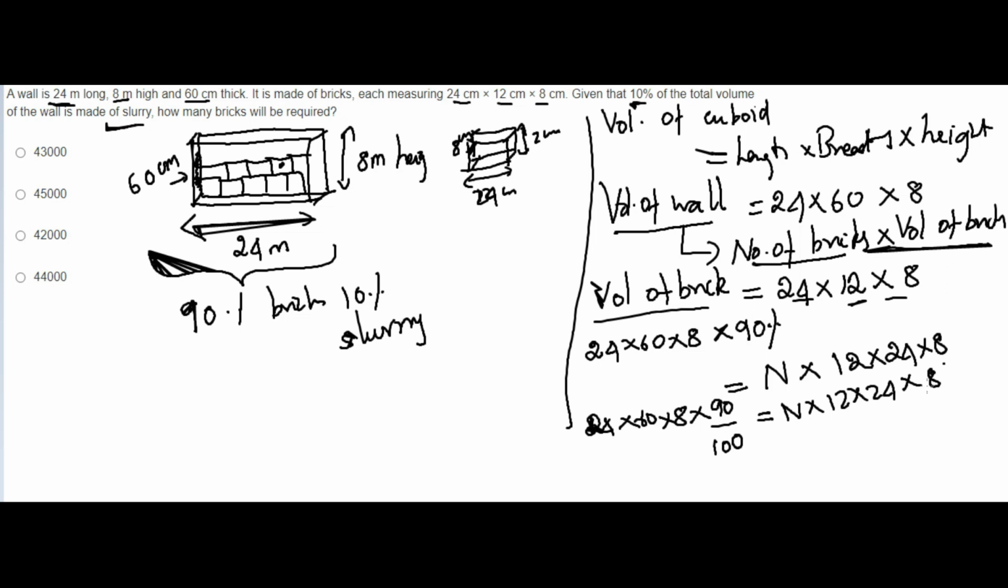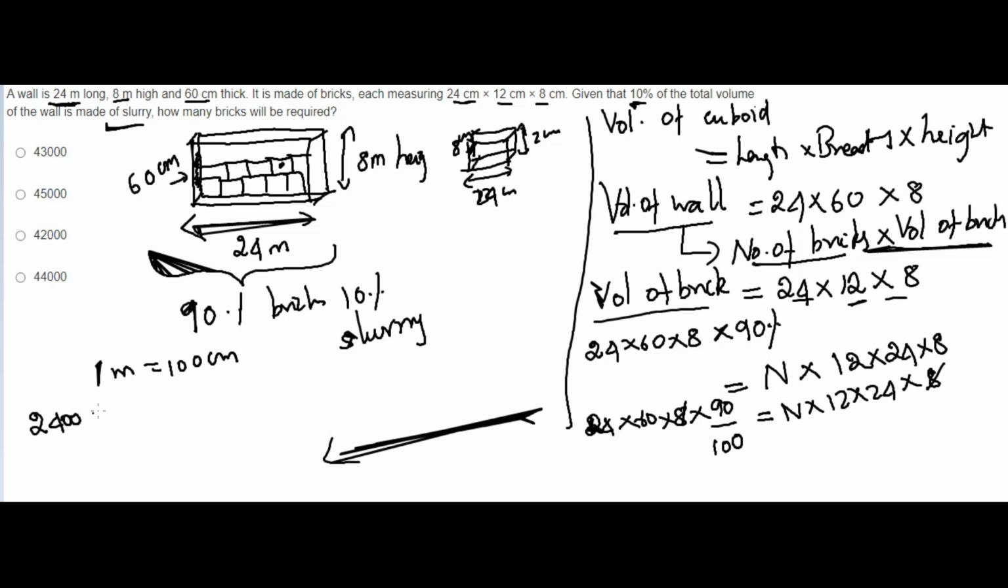You can simply cancel the 8 here. One more thing I have to tell you: we have to make everything one unit. Here they have given meters, and here they have given centimeters. Better you take it in centimeters. Because 1 meter is equal to 100 centimeters, 24 meters means 2400 centimeters. So I will write the calculation right here, starting with 2400.